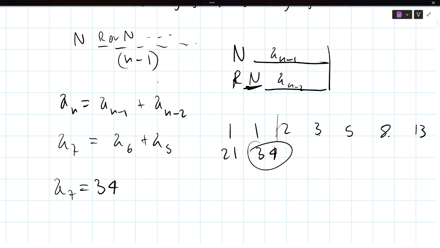Because a sequence of 1 is R or N. A sequence of 2 is Rn, Nr, Nn, Rr, and so on. This is not really a sequence, this is. And so are all the rest.